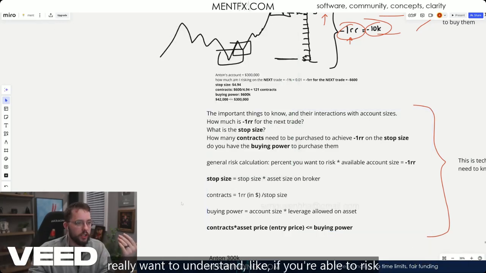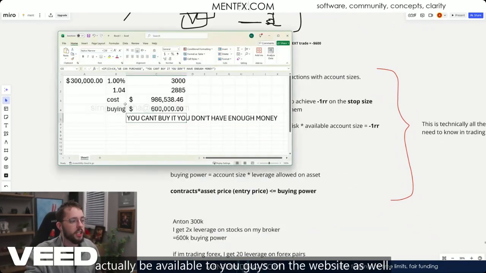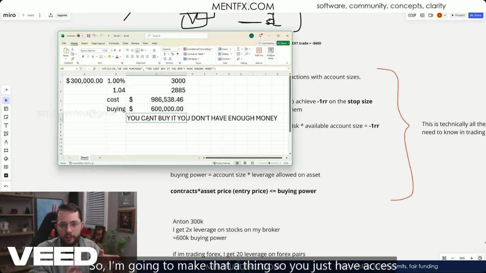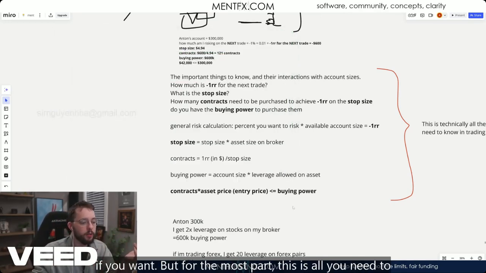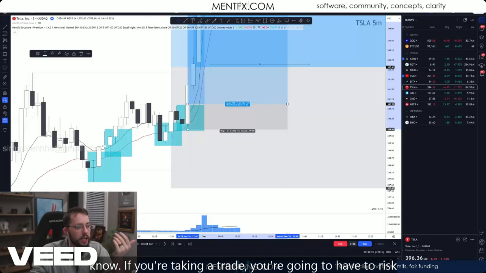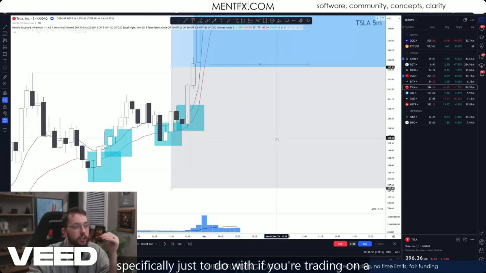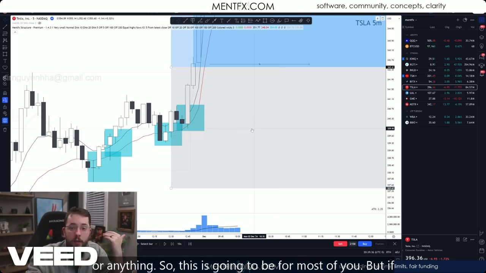So if you really want to understand if you're able to risk something, and by the way, this kind of calculator will actually be available to you guys on the website as well. I'm going to make that a thing so you just have access to it. You can literally go and type it in if you want. But for the most part, this is all you need to know. If you're taking a trade, and this is not broker specific yet, this is specifically for trading on a universal broker that doesn't use any different asset sizes. So this is going to be for most of you.